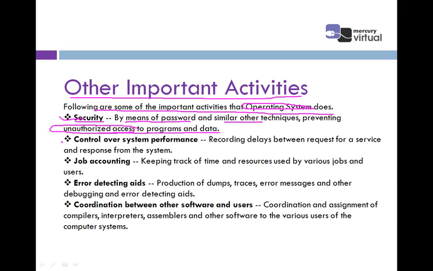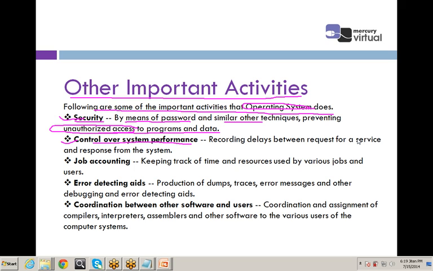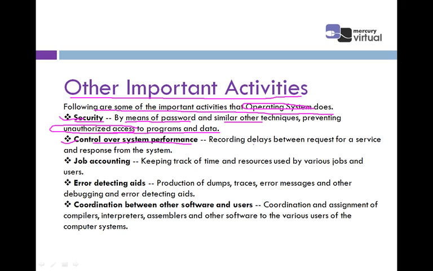Right. Another activity is control over system performance. There are different criteria with the help of which different processes can execute and different jobs can be done. Control over system performance means recording delays between a request for a service and the response from the system. A request comes, then there is a delay, and then the response goes. So the operating system records the overall performance of the activities.